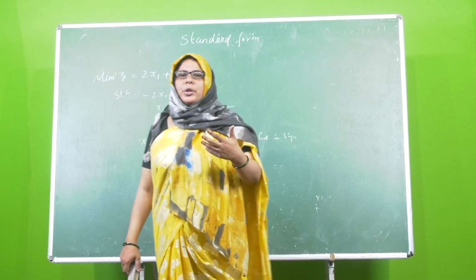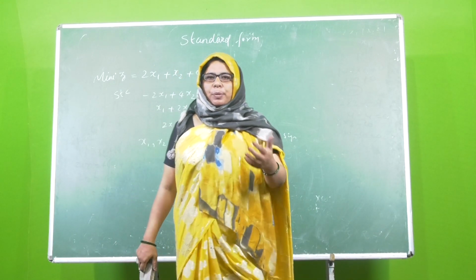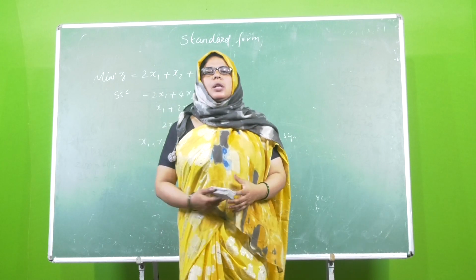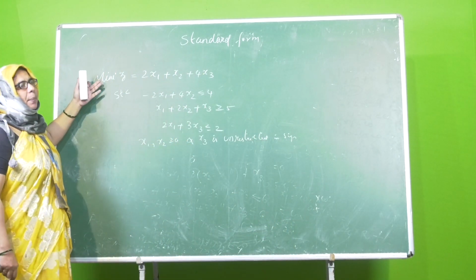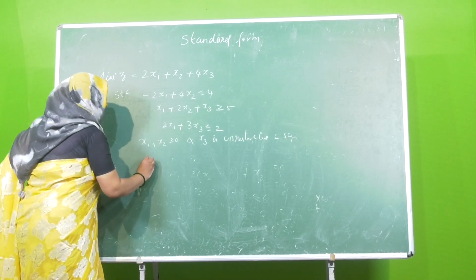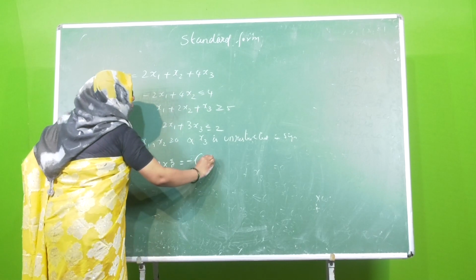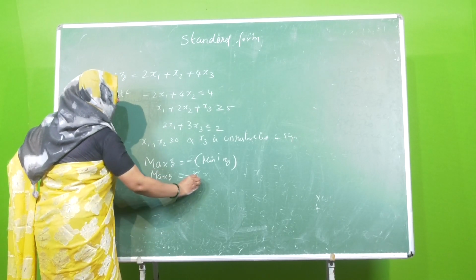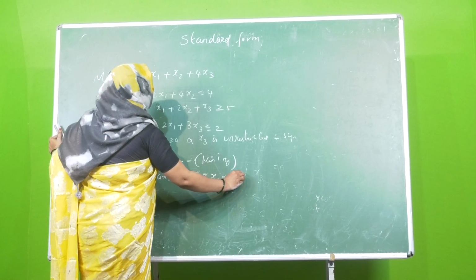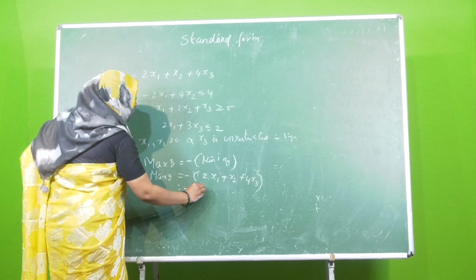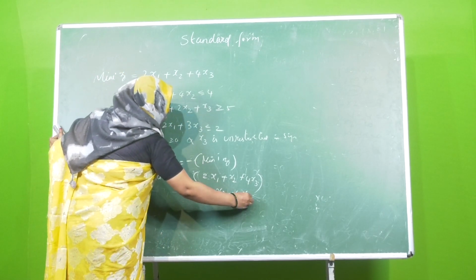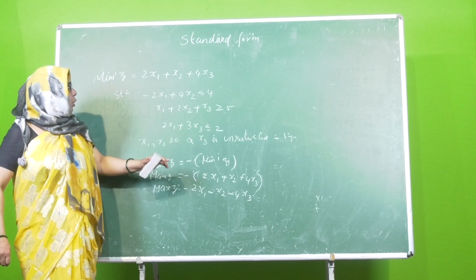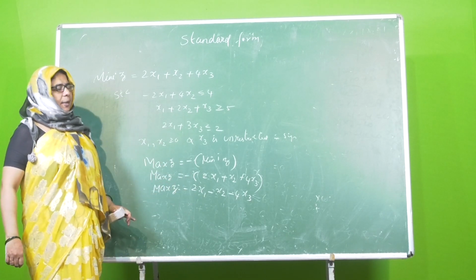Now we are going to see another example in standard form. In the previous problem, we saw the canonical form. Now we are going to see the standard form. First of all, we have to change minimize z into maximize z. That is, maximize z is equal to minus of minimize z. That is maximize z is equal to minus of (2x1 plus x2 plus 4x3), that is minus 2x1 minus x2 minus 4x3.